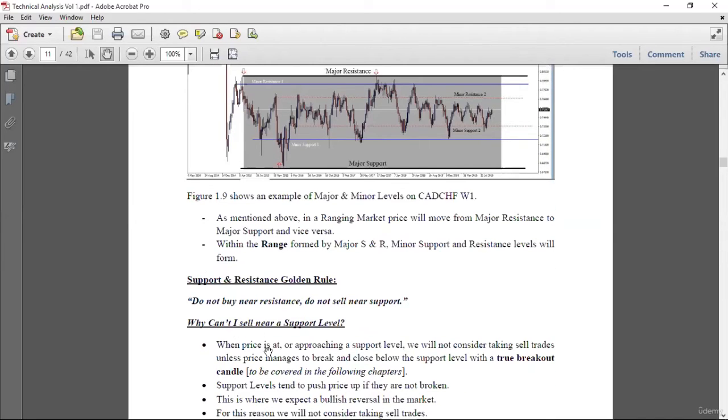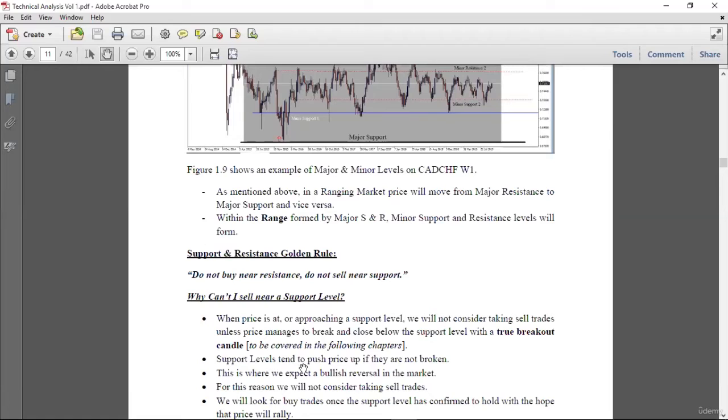Why can't I sell near a support level? When price is at or approaching a support level, we will not consider taking sell trades unless price manages to break below and close below the level with a true breakout candle, to be covered in the following chapter. I still want to talk about your true breakout candles.